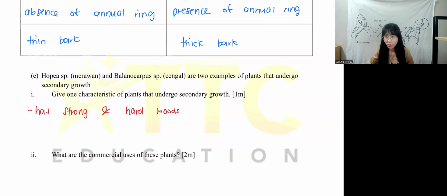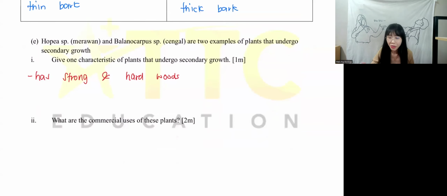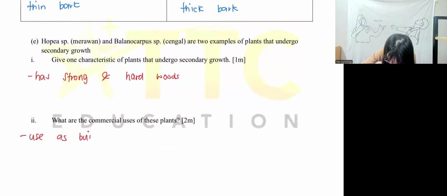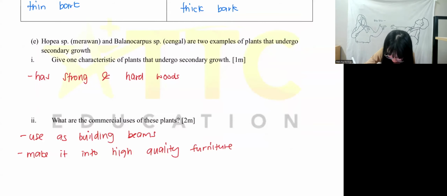What are the commercial uses of this plant? 2 marks. Any two things also can. They can be produced into resin and oil, furniture, building beams. Any two examples. Decorative items, correct. So you're going to say use as building beam, and then to make it into high quality furniture. Done?